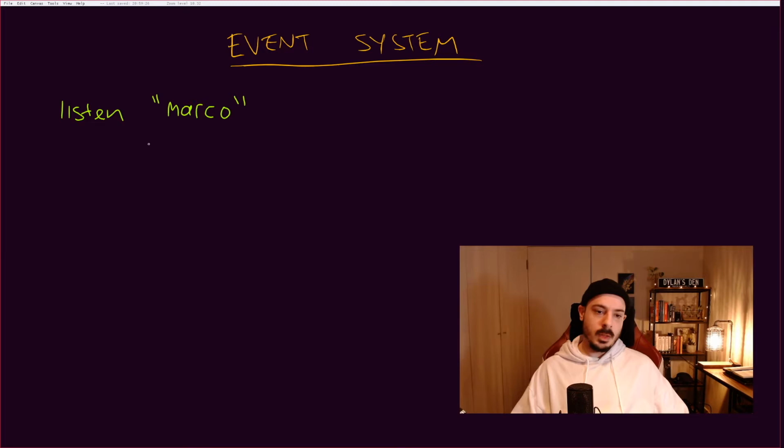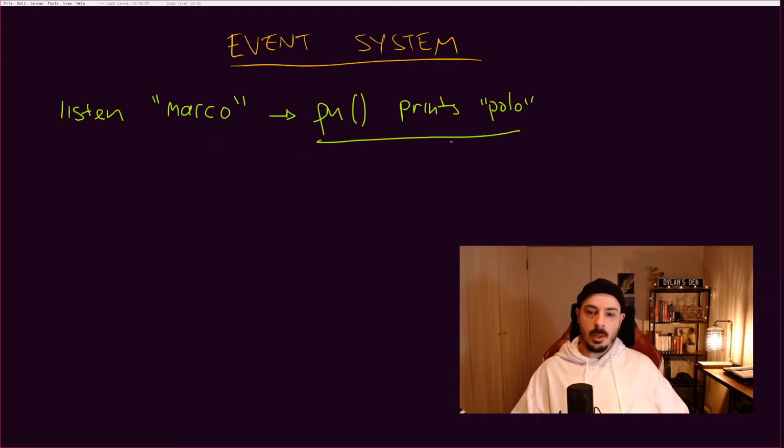So in this case, we'll say, okay, I'm listening for Marco, and when I hear it, I want to perform some function, right? And in this case, we'll just say that it prints Polo. Okay, so every time that the event system fires off Marco, then this function is going to run. So what that means is that we don't have to have a reference to this function directly at any point. If we want to print Polo, we can just send the event Marco into the event system.